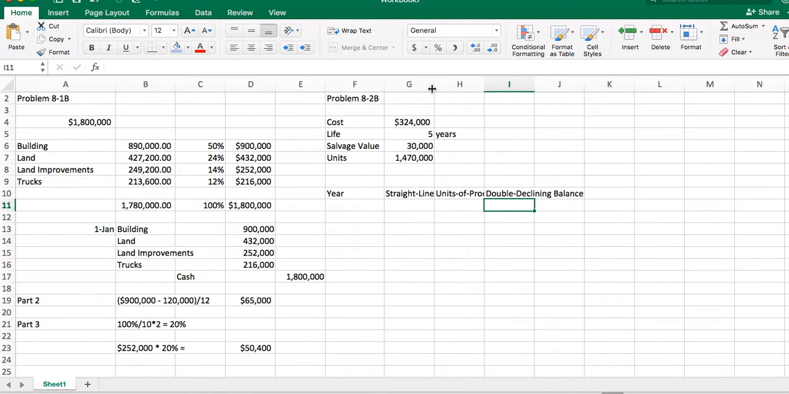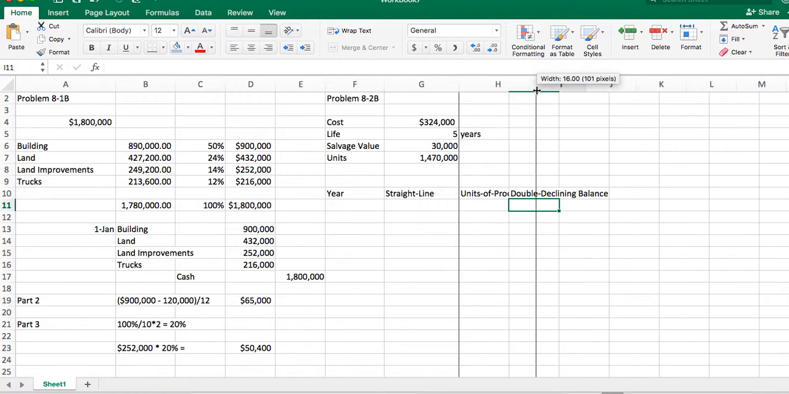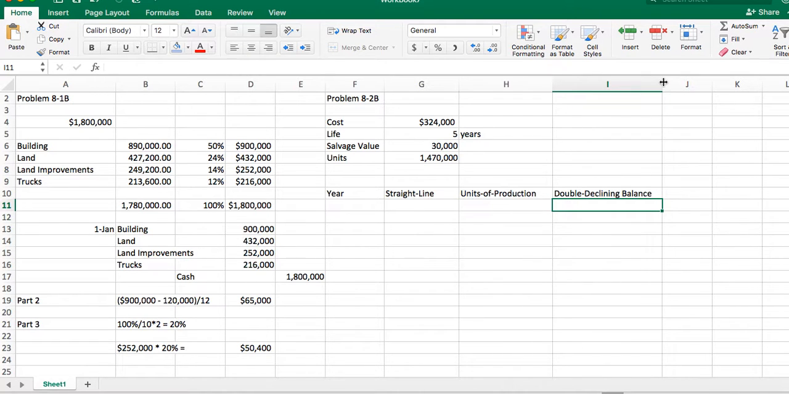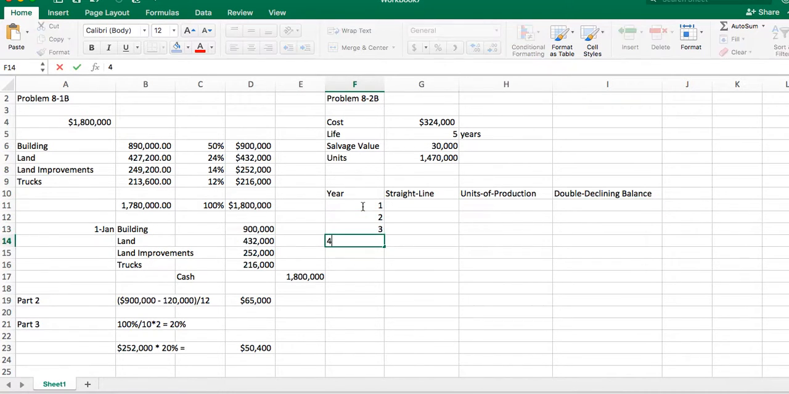And so this company, what we want to do is look at the difference in depreciation each year using these different methods. And so in the first year, year 1, and we know we're going to have 5 years. We can go ahead and put that on there. Straight line is the same every year. It's your cost minus your salvage value divided by the number of years.